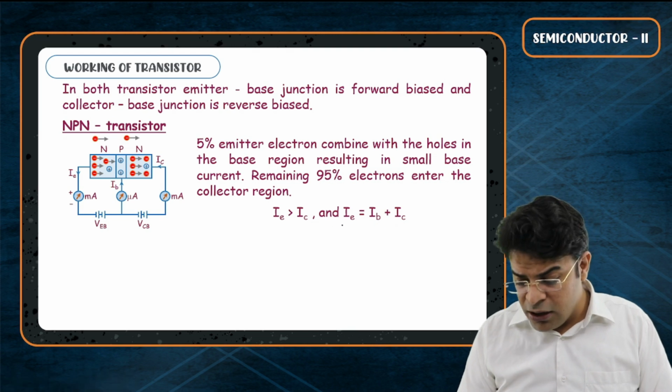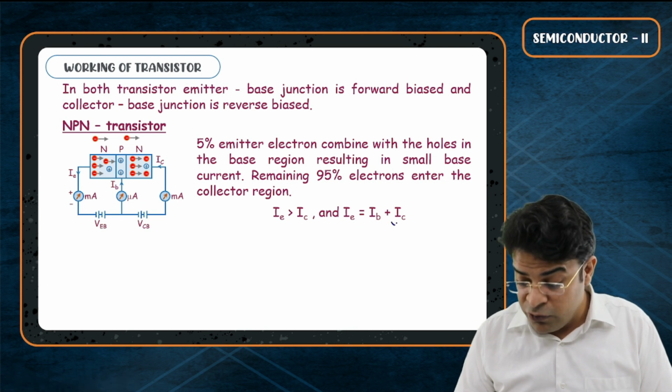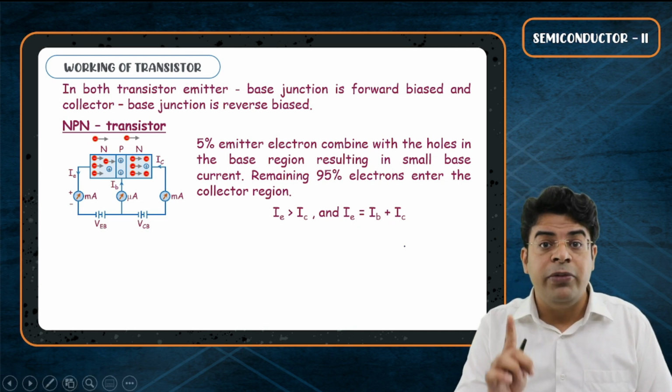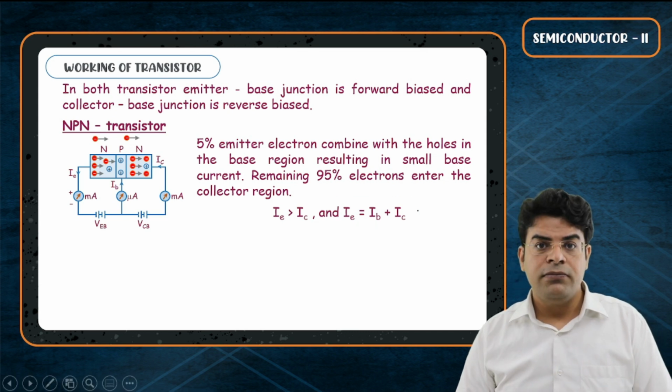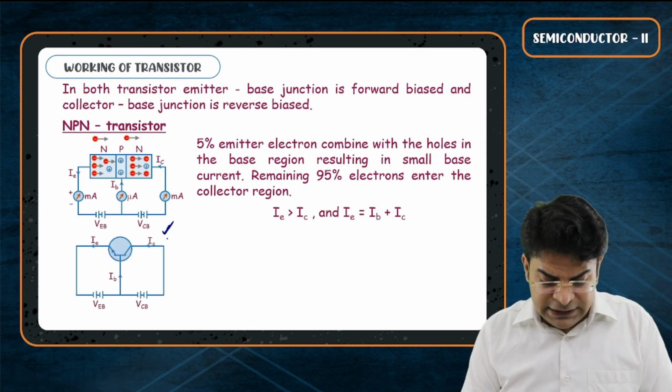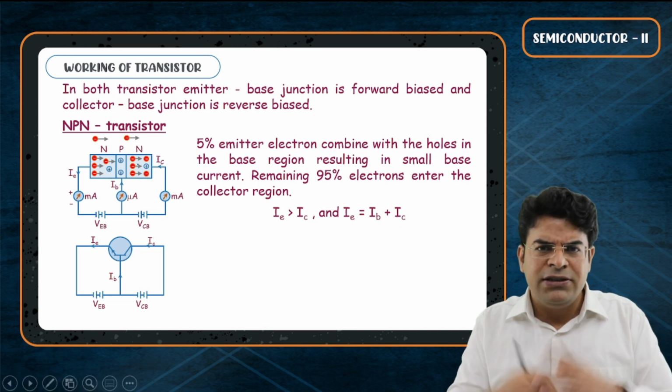The current coming out of the emitter equals the current flowing through the base plus the current flowing through the collector. IE equals IB plus IC. You need to remember this. This is an important correlation.